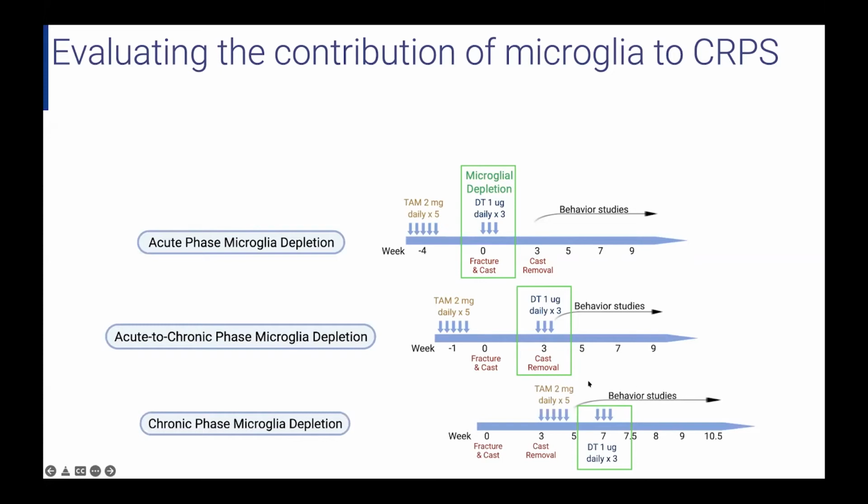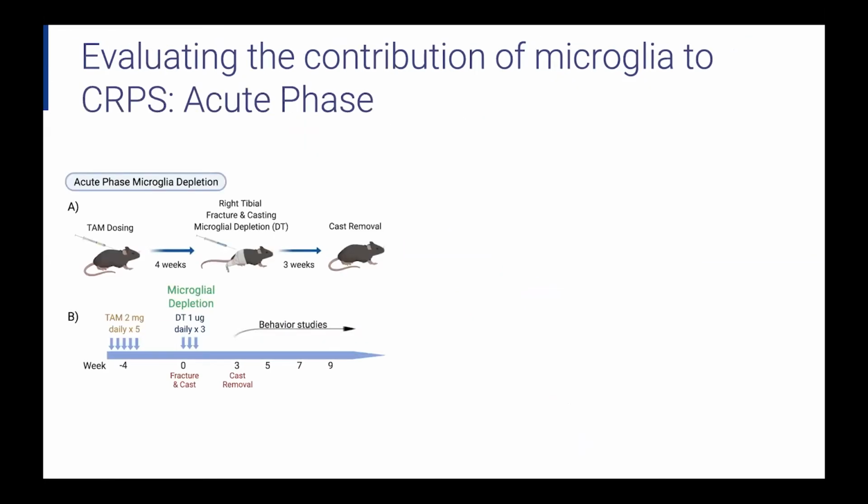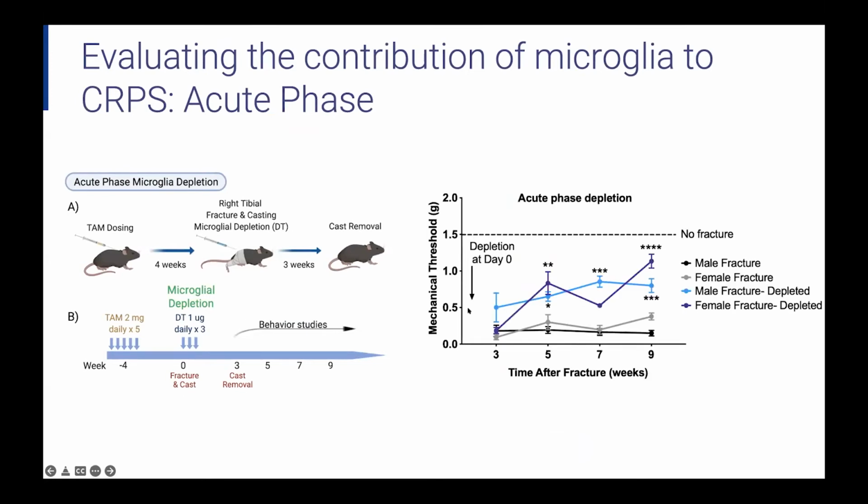And then we also decided to deplete microglia at this later phase, so really into the chronic phase at 7 weeks. And what we found was really interesting. So when we depleted the microglia right at the time of casting, we see here, so again, this is mechanical threshold along the y-axis and time after fracture on the x-axis.